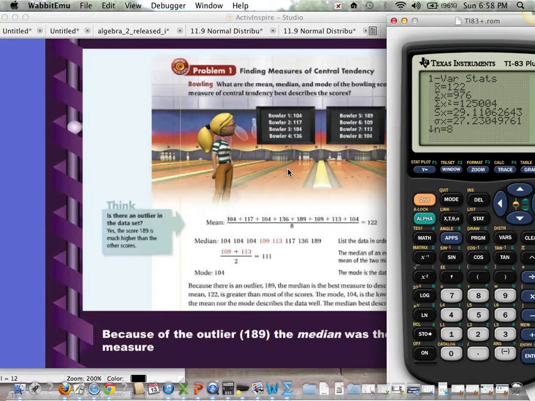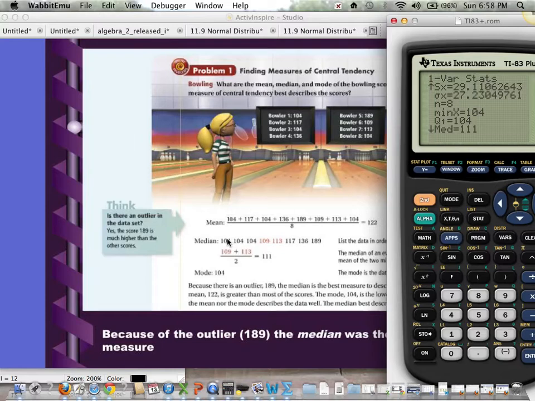One score is way out beyond the rest of them, and that would be 189. Okay, the rest of them are pretty close, but 189 is way out there. That 189 is an outlier. Okay, because we have an outlier, the best measure to describe this data is going to be using the median. So if we find the median, which I've already told you how to do, and it's right here, median's 111.